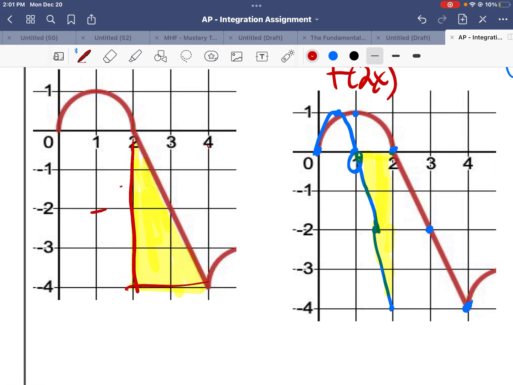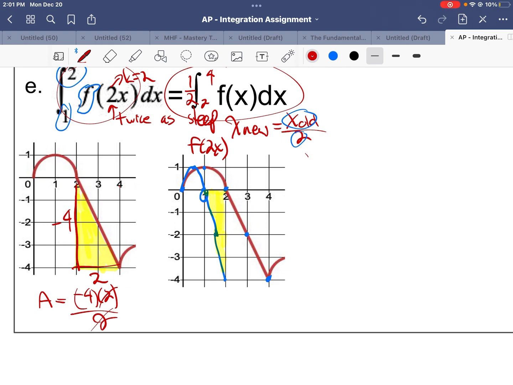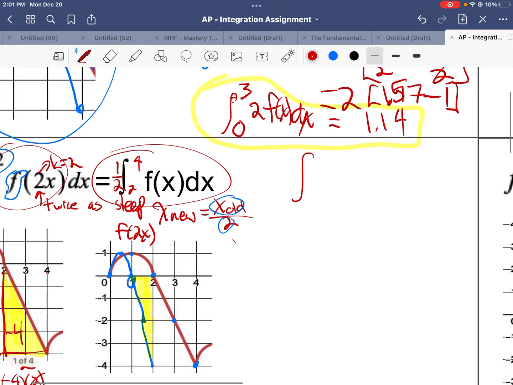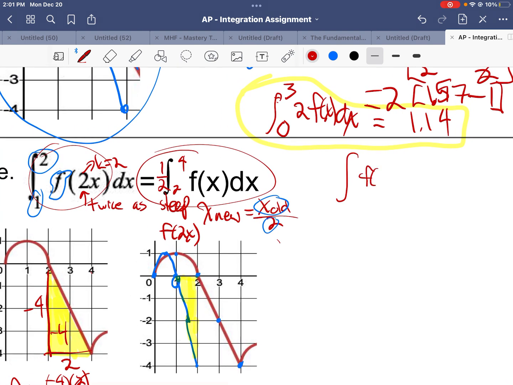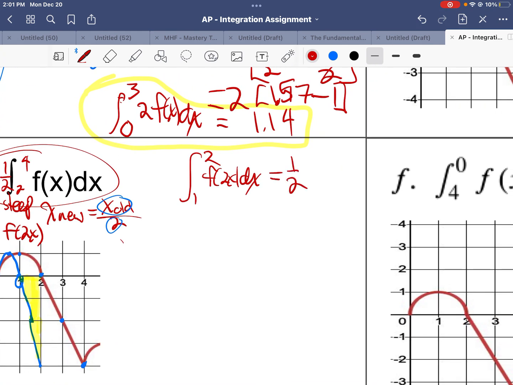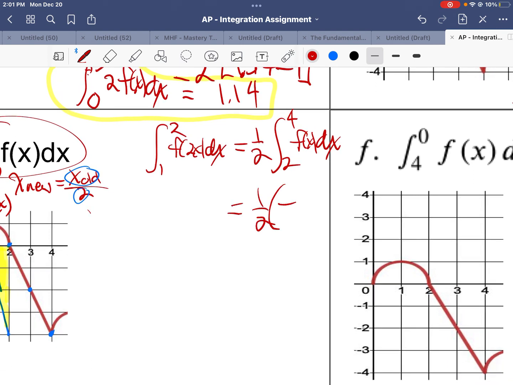Well, that area has a height of -4 and a width of 2, which means the area is -4 times 2. It's a triangle, divided by 2, so it's -4. Okay, so that area is -4, but now I need to divide by 2. So the integral of f at 2x dx from 1 to 2 equals 1/2 of the integral from 2 to 4 of f of x dx. So that equals 1/2 of -4, which is -2.